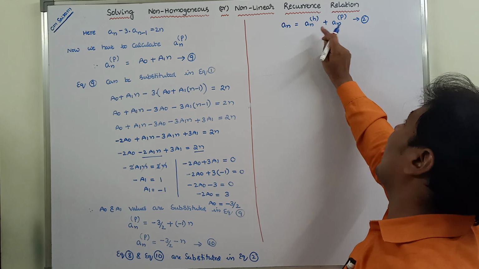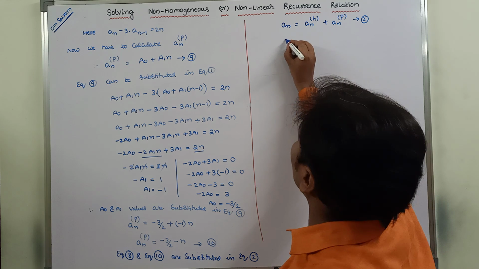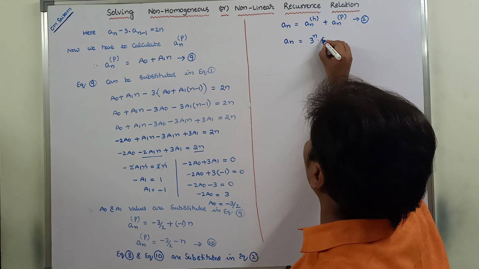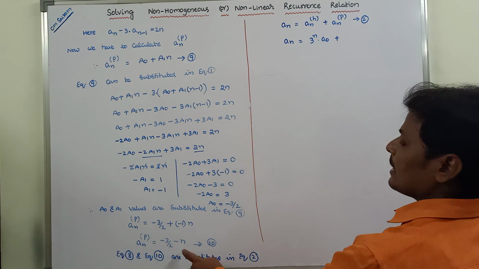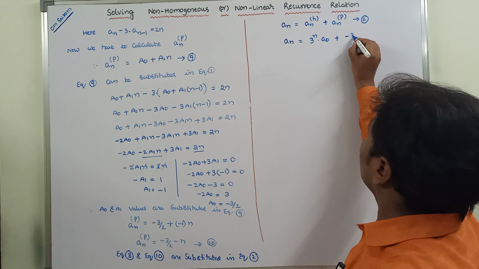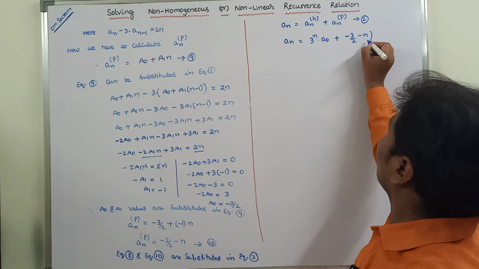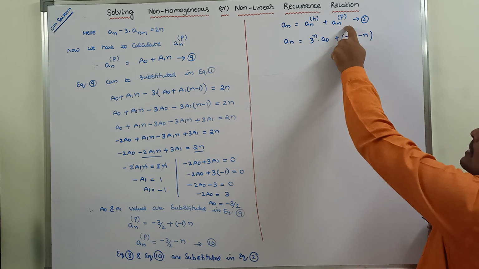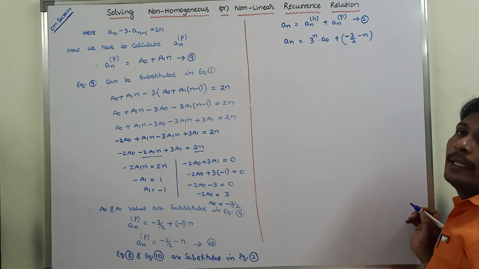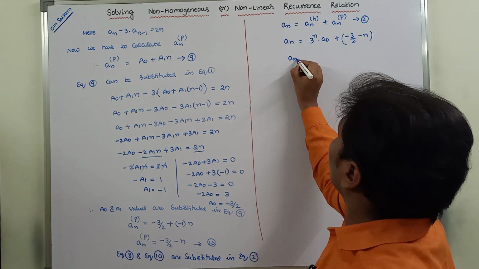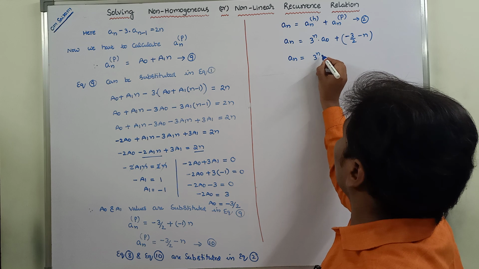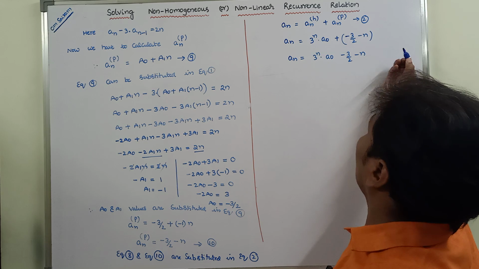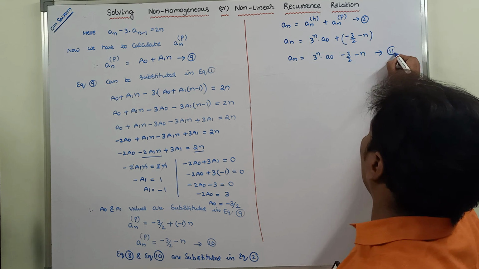We already know this value and this value. Now we are substituting a suffix n. So this value is 3 power n into a naught plus, and this value is minus 3 by 2 minus n. So this is the homogeneous recurrence relation solution. This is the particular solution. Now here a suffix n is equal to 3 power n into a naught minus 3 by 2 minus n. So this is equation 11.